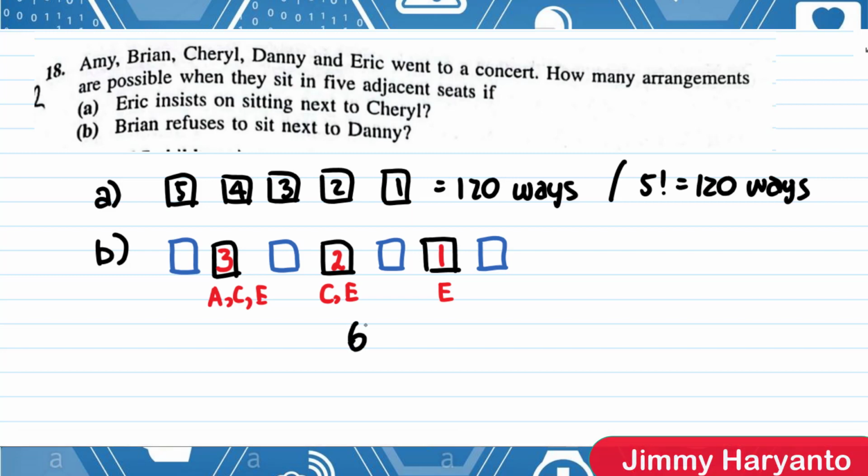And then for the blue ones, we have 1, 2, 3, 4 boxes that can be chosen for Brian and Danny. So we have to arrange Brian and Danny in the 4 boxes, 4P2. So the answer will be 6 times 4P2, guys. 4P2 is 12, so it equals 72 ways.